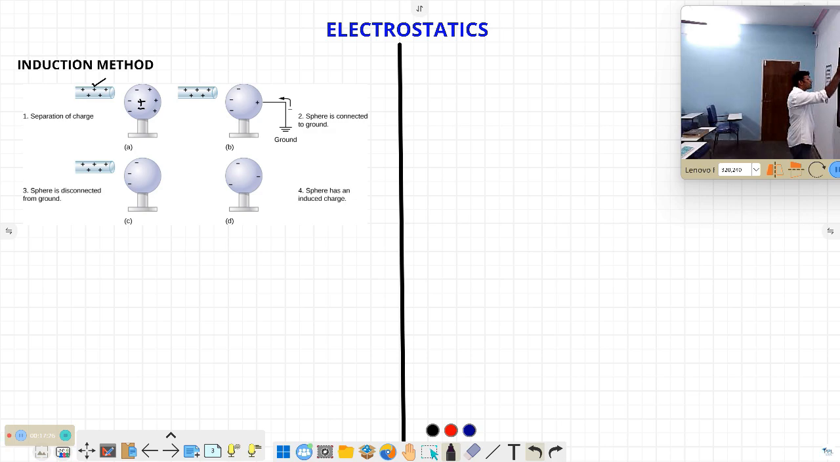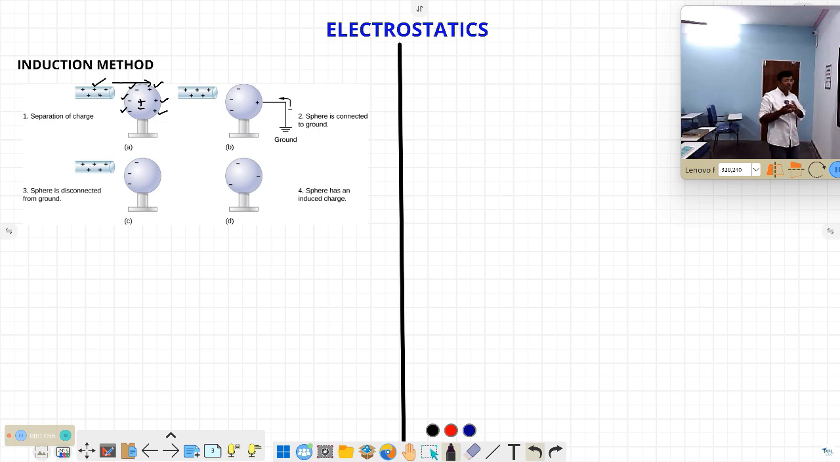At that moment, what happens? You can see here, negative charges are going to be developed at the near end of the rod, and at the opposite end positive charges are going to be developed. That means the positive attracts the negative. That's why the negative charges will be accumulated near the end of the positive rod, and the positive repels the positive. Due to this repulsion, all the positive charges of the sphere will be accumulated on the other side of the sphere.